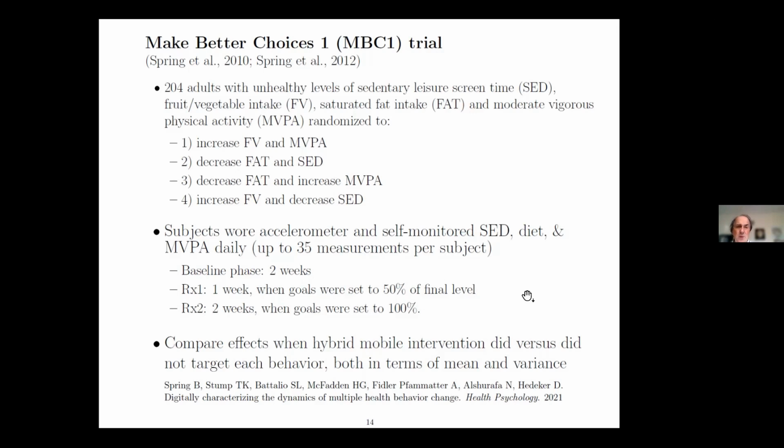All right, so what we're going to do today is compare these different arms when the particular behavior was encouraged versus not targeted, and look at the effects both in terms of the usual mean outcomes, but also in terms of variance. And this paper that I have listed on the bottom in Health Psychology, that's an EPUB currently, describes this extended analysis involving the variances. The papers on the top were really where we just looked at the usual kinds of mean responses, but this latter paper has additionally looked at the effects on variance, and that's what I'll share with you today.